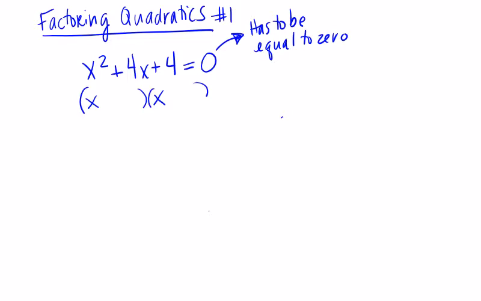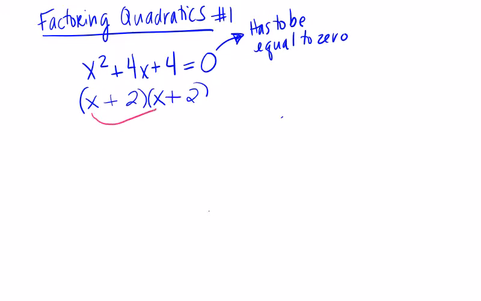Because they're all positive, I'm going to assume they're 2. Okay, so because I have to equal 4x in the middle, we're going to assume it's 2. Because we have a positive 4 here and the center is positive, we're going to assume these are both positive. So now we're going to check.